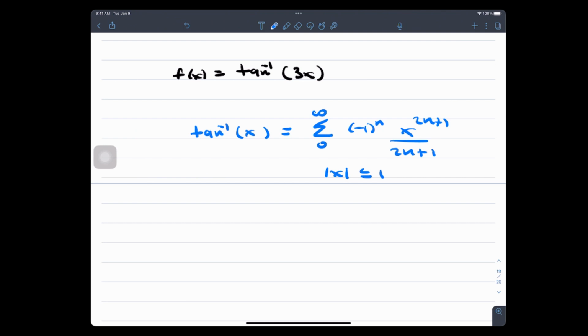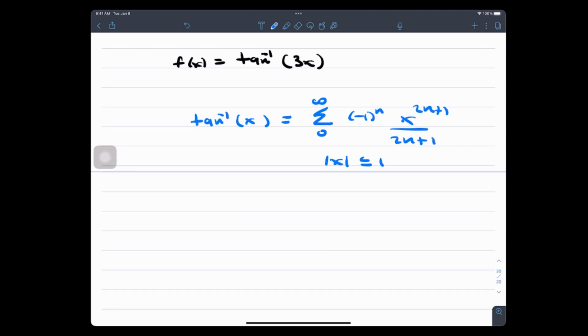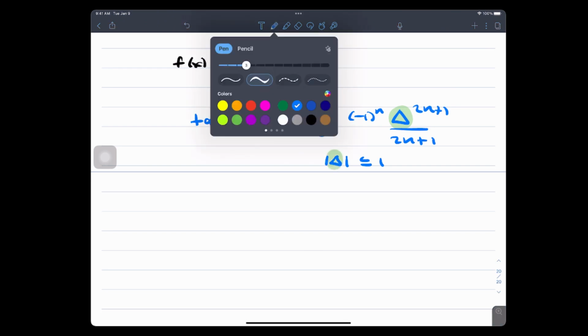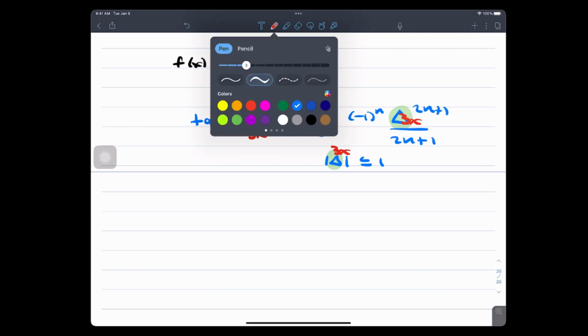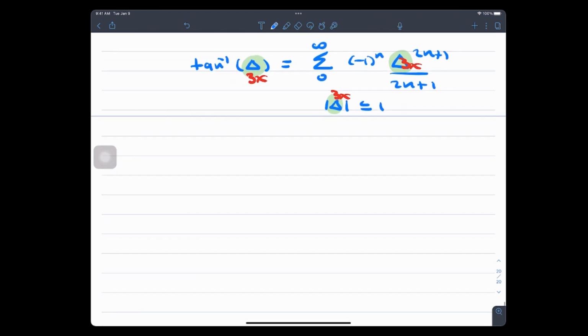So if I go back now and you say, well, what happens in this case? How I think of it is I'll put that triangle again here. Whatever you have as an input, in this case, it's 3x. This is really the triangle again. Just replace this with your 3x. Replace this with your 3x. Replace this with your 3x. So if you already have that power series expansion in general, you can write this as the following.